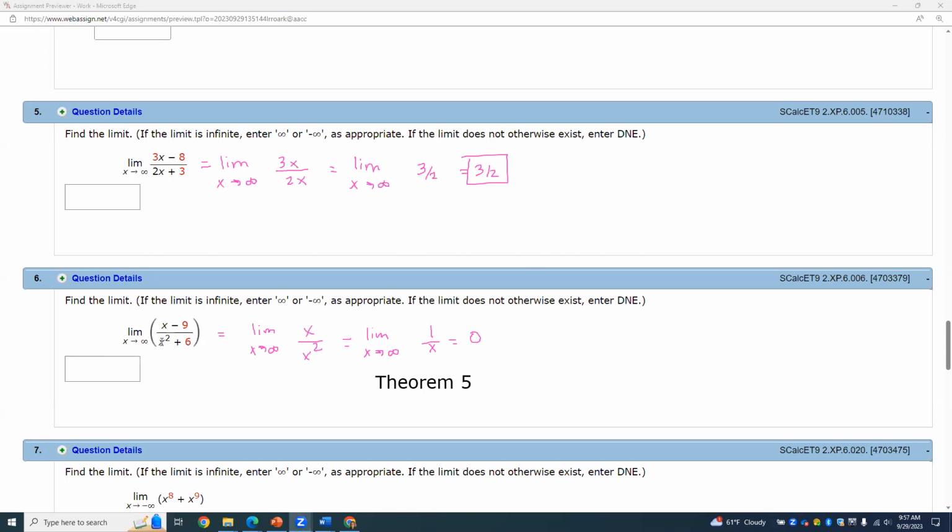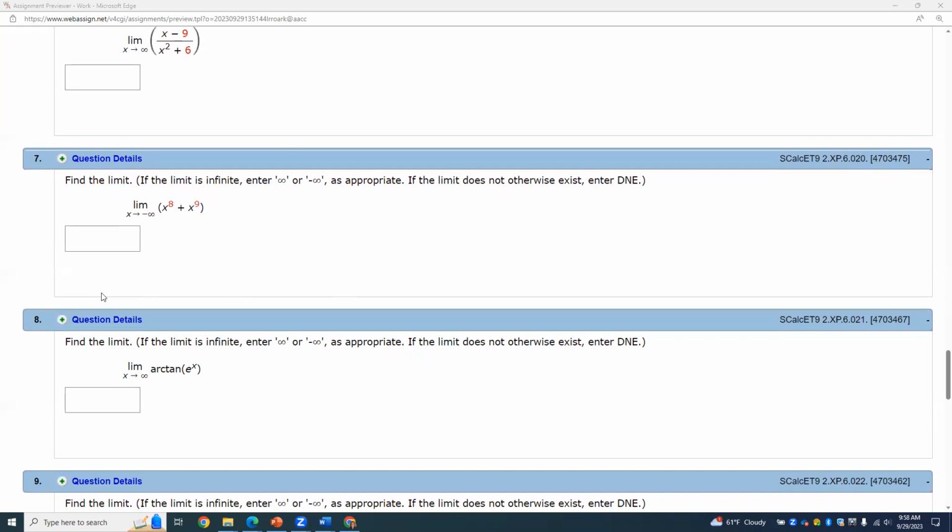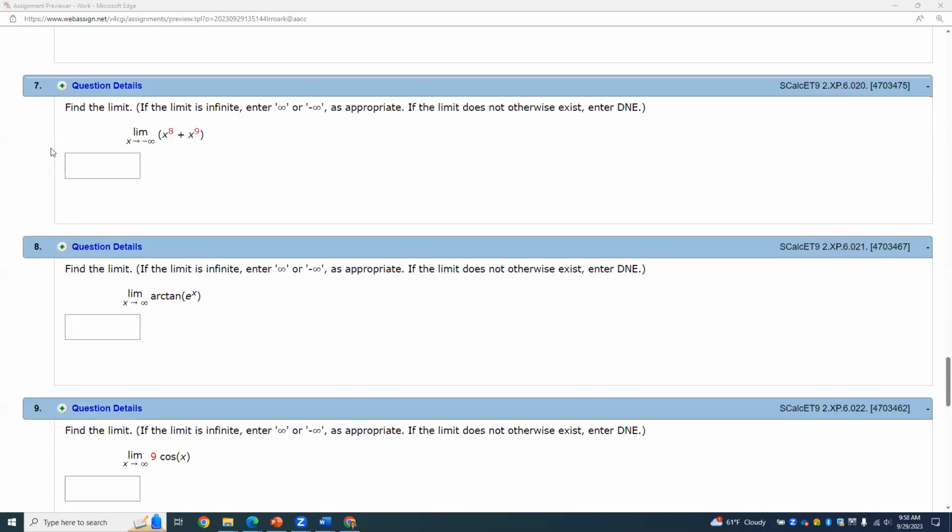Now again, thinking back to pre-calc, we hopefully knew that it's bottom heavy in degree, so the horizontal asymptote is 0, but this is the work that we need to use to find it. Okay, so I hope that makes sense. I'm going to focus now on number 8.